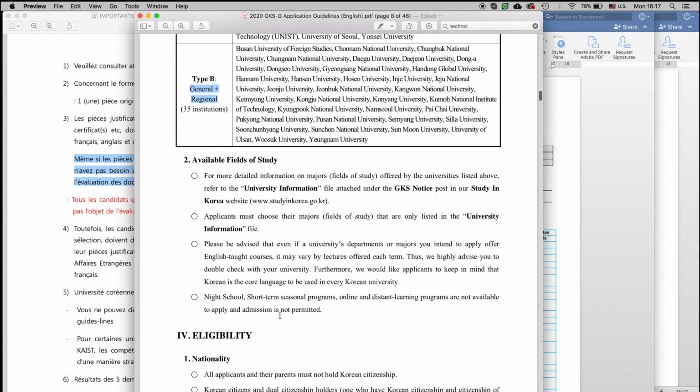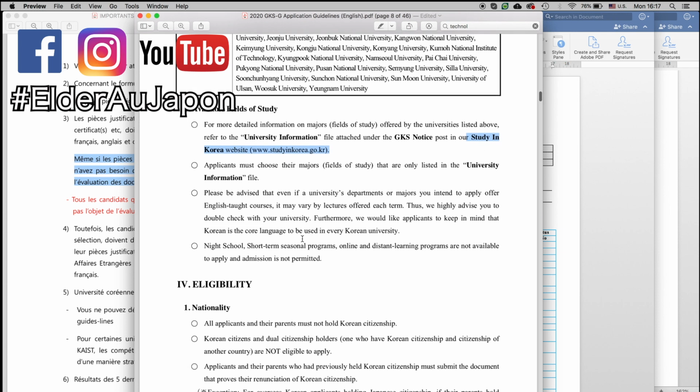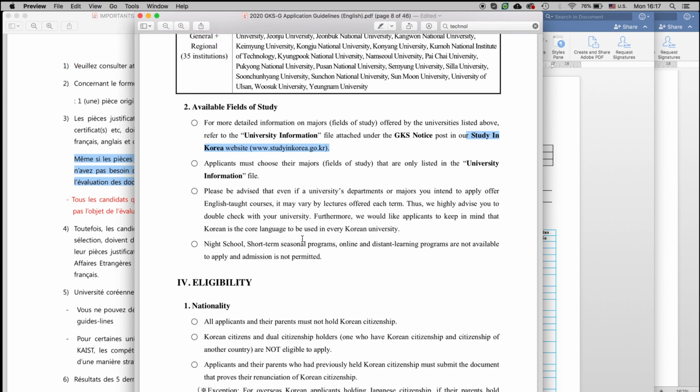And the available field of study. Okay, let's read together. For more detailed information on the major fields of study offered by the university, it is above. File attached, GKS notice, in your GKS notice post in our study website. So there are, let's say, a different website or different file where you can find the total list of all the fields of study that are available for this scholarship, but mainly most of the different branches and different fields of study are open.